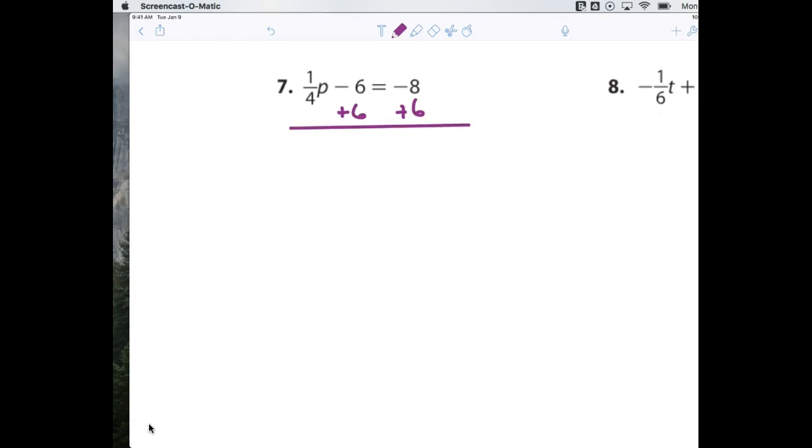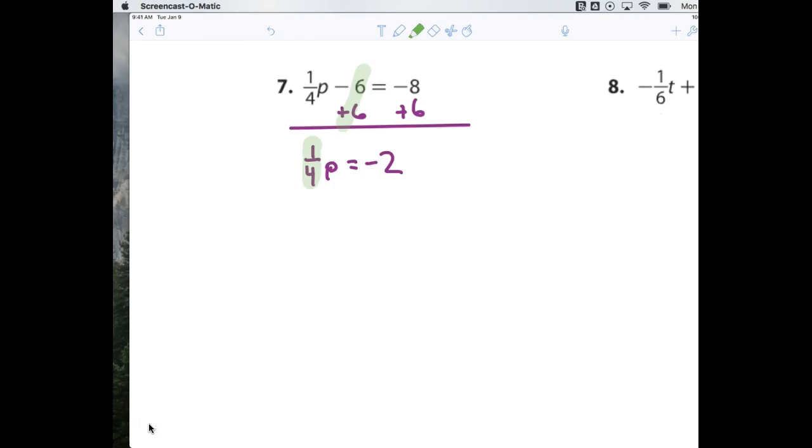The 6 and the 6 cancel. Good job. Now you bring down the 1/4 p equals. Very, very good. Negative 2. No, listen now. You're trying to isolate the variable. So I want you to highlight the 1/4.